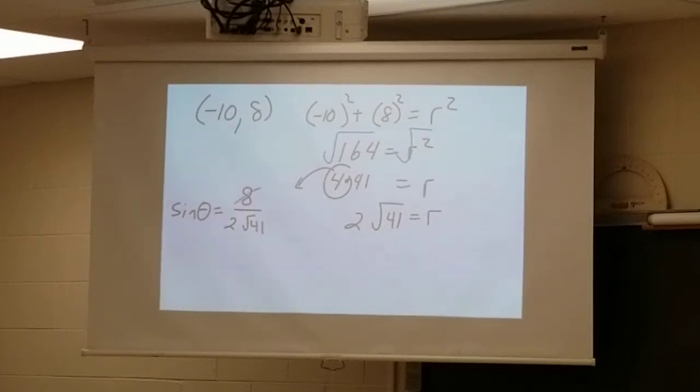For one thing, you can reduce 8 and 2 so that you end up with a 4. So 8 over 2 turns into 4, but this root 41 can't stay down there. So you're going to have to multiply the top and bottom by root 41. I know it makes it seem like it's getting harder, but it's actually getting simpler. So we multiply top and bottom by root 41, and when all the dust settles, you get 4 root 41 over 41. And that's just for the sine.